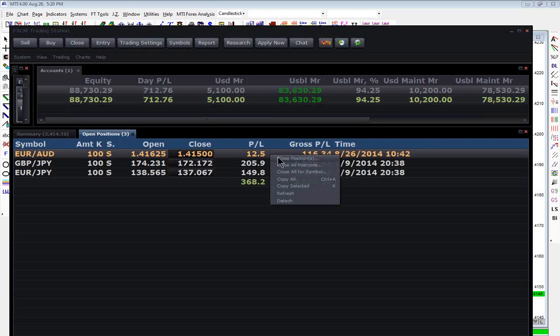It's as simple as right-clicking on the trade and hitting close position. If I want to close all my positions, I can take my 368 pips or my $3,500 profit that I'm in, and I can close it out. Right? And then my account will sit at $88,000 and growing.